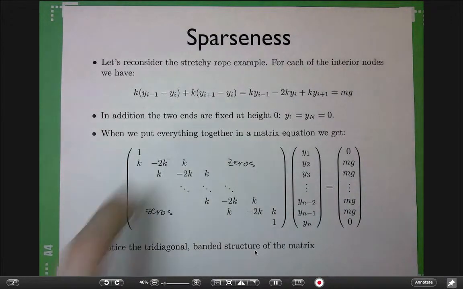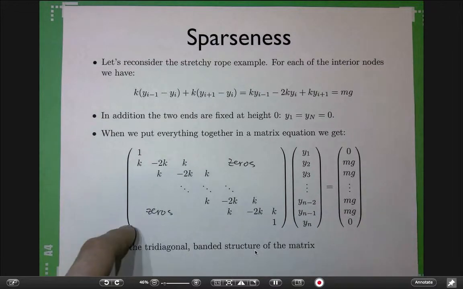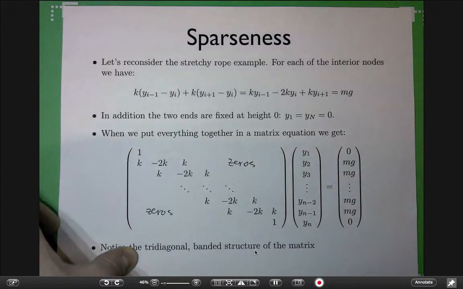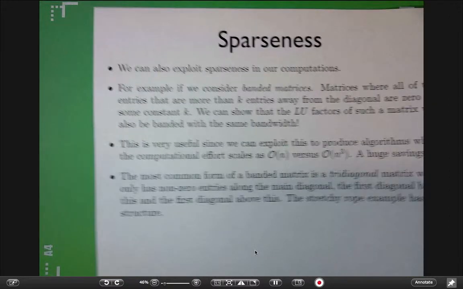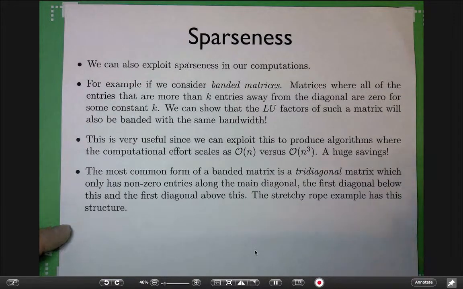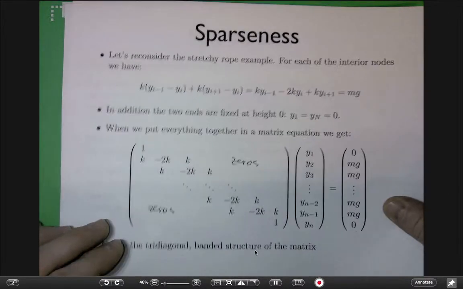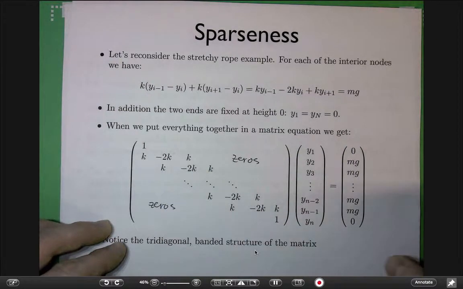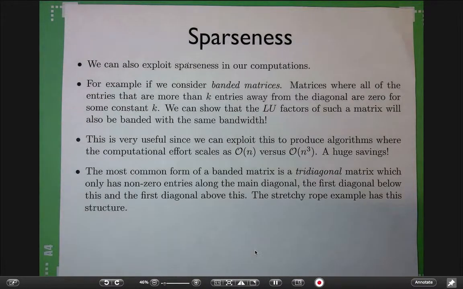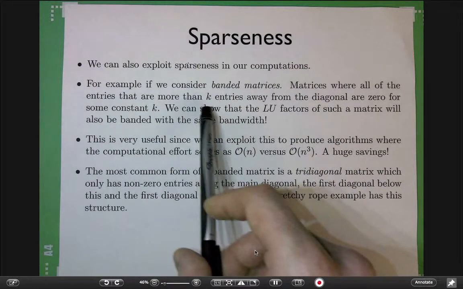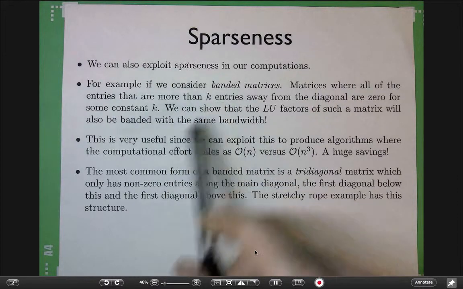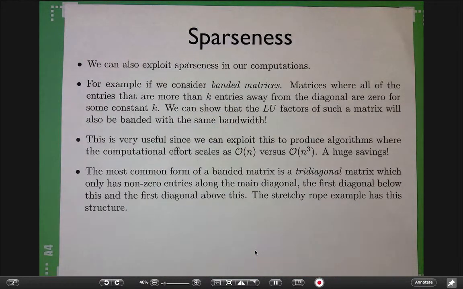So this, the 1D Poisson, or this 1D Laplacian matrix, is an example of a banded matrix. This special structure of matrices has names. This one is called a banded matrix because these things are called bands. Or tri-diagonal, I think, is the other term for that. So at most k entries away from the diagonal are non-zero.